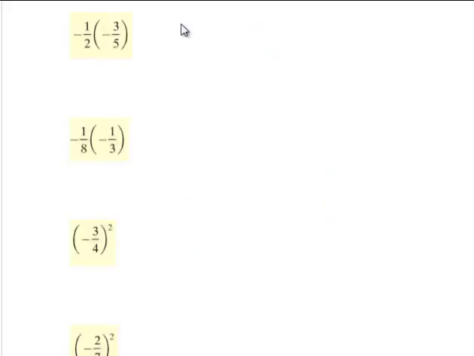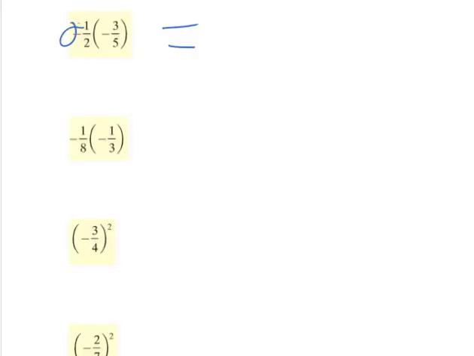Okay, continuing with 8.5, we're multiplying and dividing still. Now we have some fractions. So the first thing I want you to notice is that I have a negative times another negative. Well, I already know that's going to give me a positive. So I'm not even going to worry about my negative sign right now. And I know that 1 times 3 is 3. 2 times 5 is 10. And I can't reduce that fraction, so I won't.